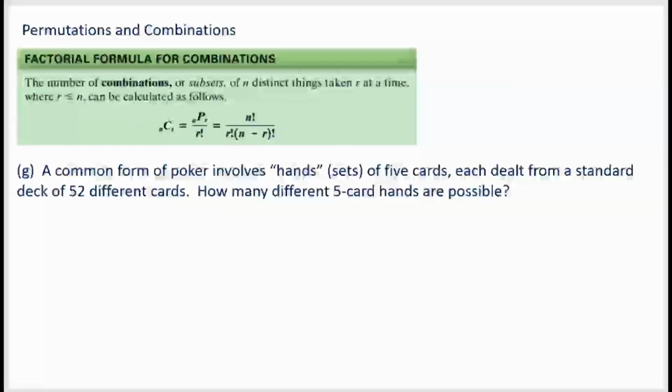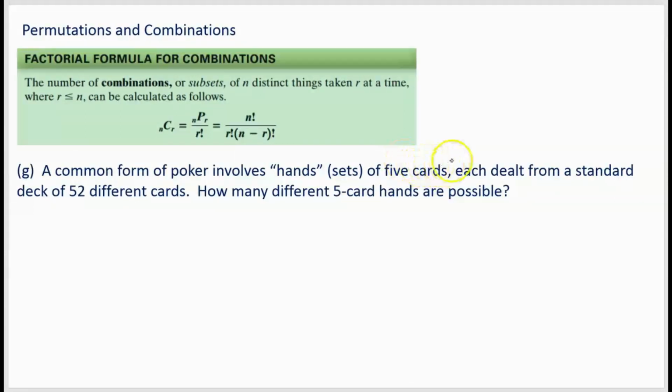So for example, G, we have a common form of poker involves hands. Now, if you're not familiar with cards, I've got a little problem coming up that explains cards. But in this particular problem, you don't have to understand a deck of cards because it tells you that you have 52 cards.